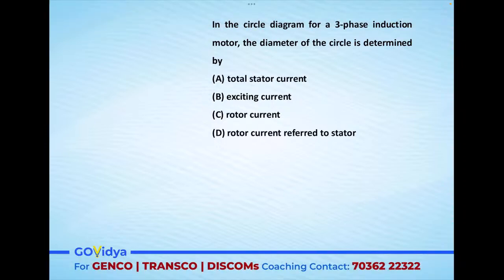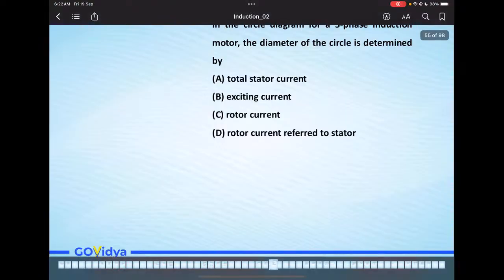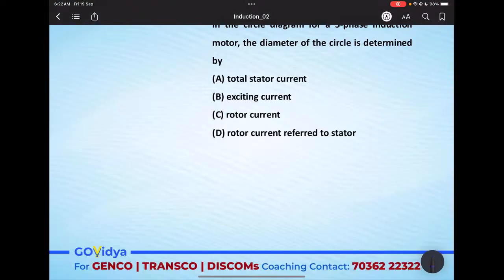In the circle diagram for a 3-phase induction motor, the diameter of the circle is determined by... This is a direct theory question. In our circle diagram, you might have studied that the diameter of the circle is indicating the rotor current referred to the stator. In theory concepts, I am not going into that. From the diagram you can get this directly. Okay, let's move on to the next question.